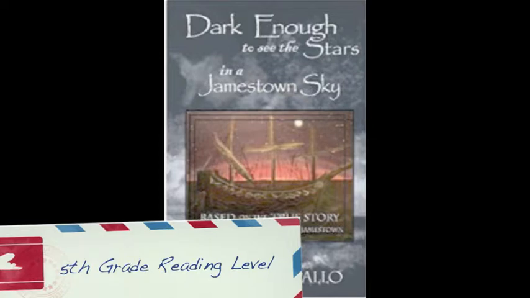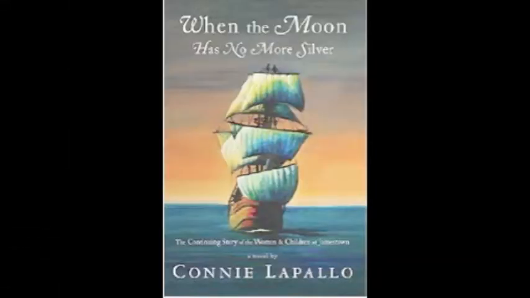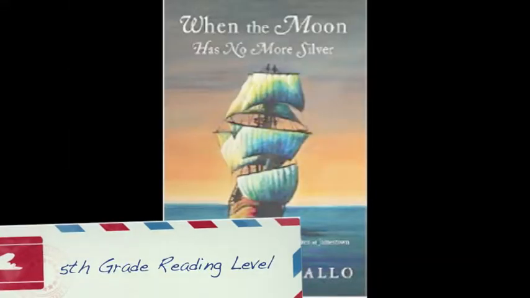Dark Enough to See the Stars in a Jamestown Sky by Connie Lopalo tells a story about Joan, a woman who left her children to go to Jamestown. The book discusses her story about surviving the hardships that Jamestown faced. When the Moon Has No More Silver by Connie Lopalo tells the story of women who survived a hurricane at sea, the starving time and Indian wars. This book is the second book in the Jamestown Sky series and also follows the life of Joan.